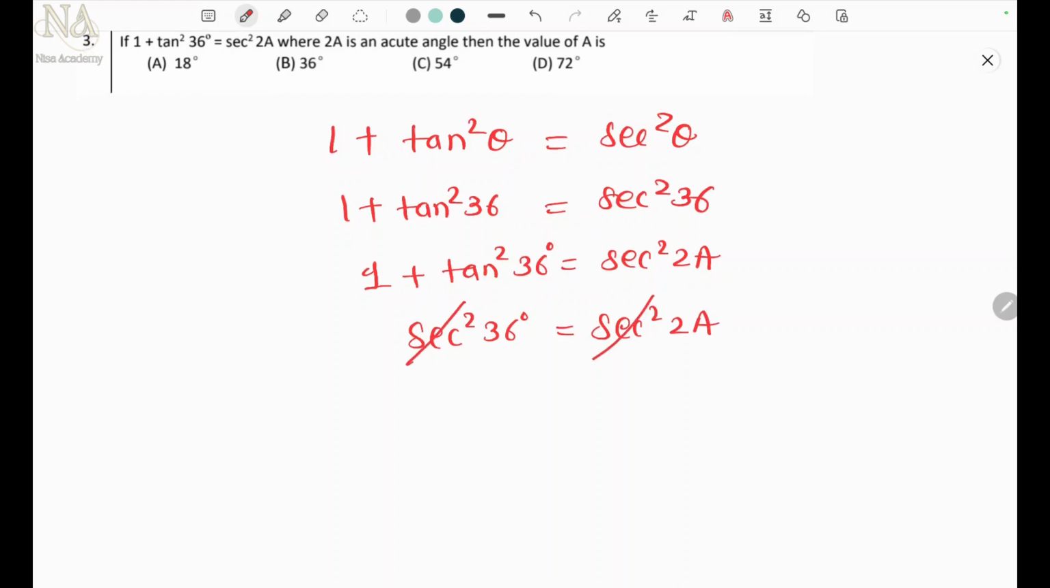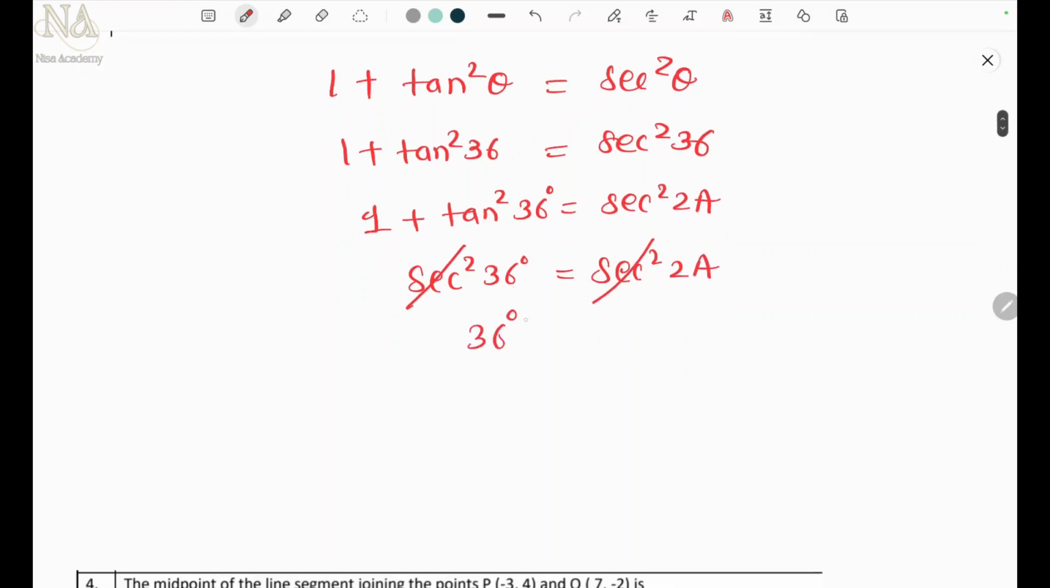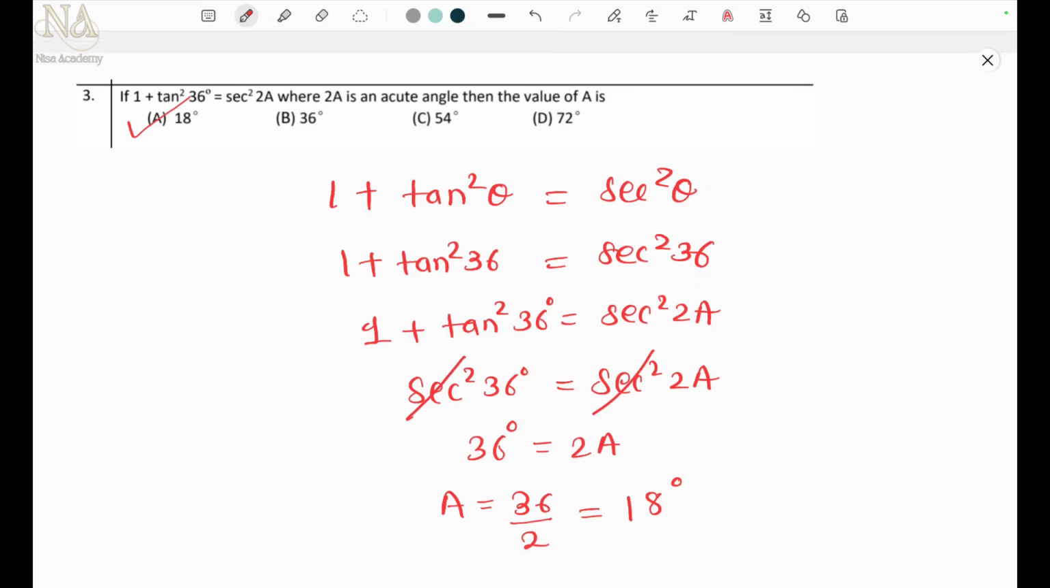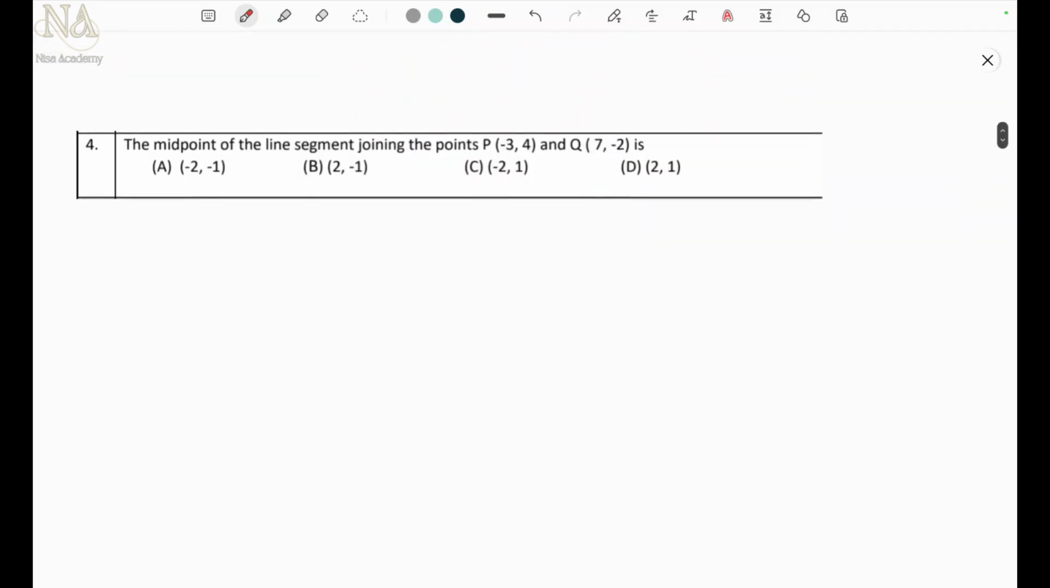Secant square gets cancelled. 36 degree equal to 2a. So what is a? 36 by 2, which is 18 degree. So yes, the first option. Okay, so this is how you solve it. Let's go for the next problem.